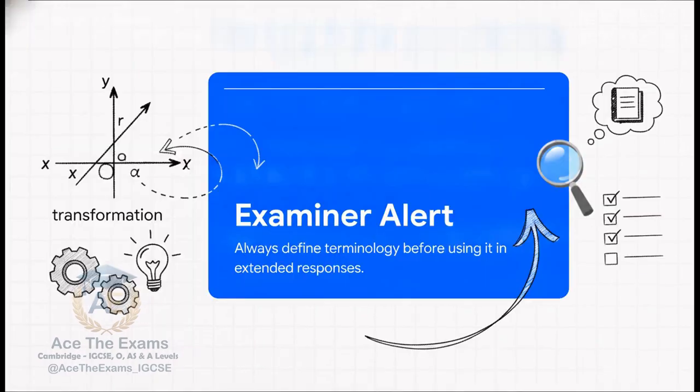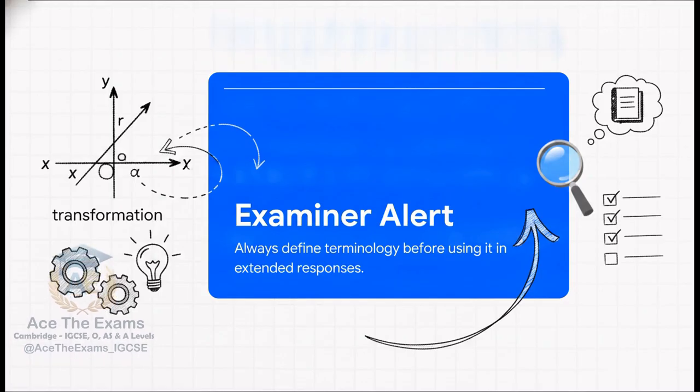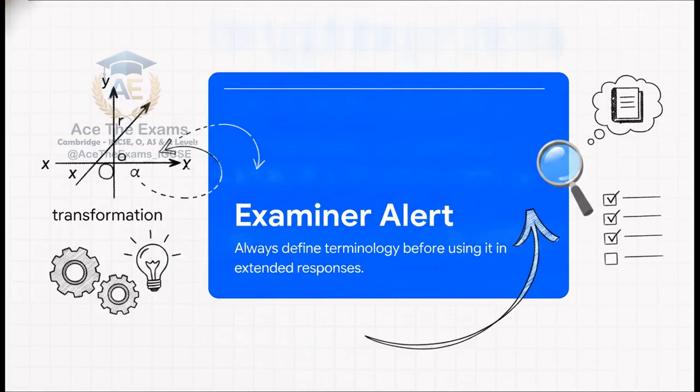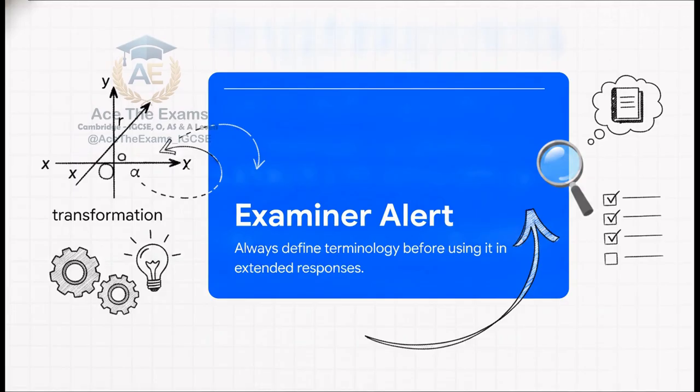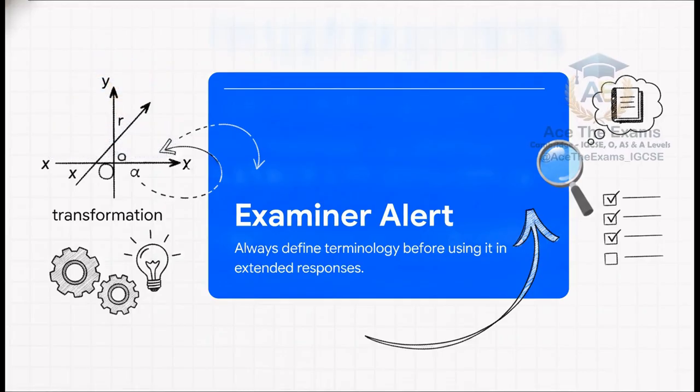Now, what's really interesting about this slide is a critical examiner alert that reveals candidates consistently confuse key terminology. You might mix up independent and dependent variables when discussing your transformed axes. You might swap your x and y by accident. The rule to fix this is beautifully simple. Always define your terms and state your transform variables clearly before using them in extended mathematical responses. Literally write down, let y equal log y and let x equal x. It takes 2 seconds, but it eliminates all confusion for both you, keeping your brain organized, and the examiner who is grading your paper.